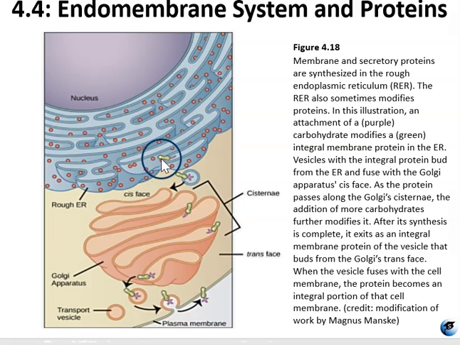A carbohydrate is added to a protein, which modifies it. Then it leaves the ER via a vesicle, attaches to the cis face of the Golgi apparatus, and travels through the Golgi apparatus, having more things added to it, and it gets modified even further. Then it leaves the Golgi apparatus via another vesicle that binds to the cell membrane, and then that protein becomes part of the cell membrane.